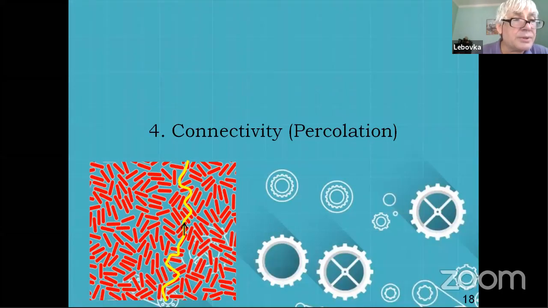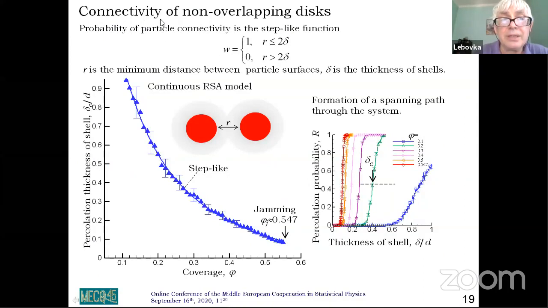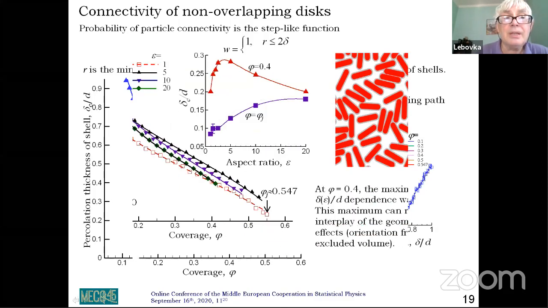Some words about connectivity percolation. In order to demonstrate the connectivity, take for example a particle with a core-shell structure. We have a core and we have a shell. The core cannot overlap. And here I represent the percolation thickness of the shell versus the coverage. You see that we can observe a decrease of the percolation thickness, and in the jamming state we have some limiting coverage.